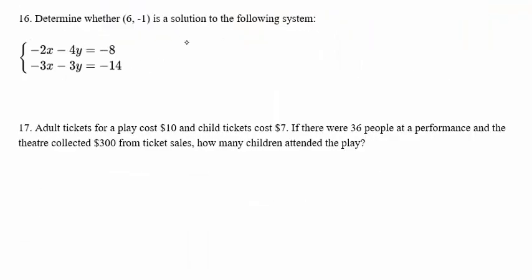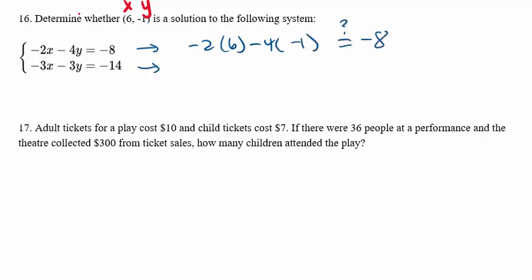Okay, we'll skip ahead a little bit to number 16. Determine whether 6, -1 is a solution to the system. Okay, so 6 is an x and -1 is a y. And so we're just going to substitute those values into each of these given equations, and they're each equations of lines. Okay, so -2 times 6 minus 4 times -1. And we want to see if this is equal to -8. Okay, so we're going to do the calculation. -2 times 6 is -12, and that becomes a plus 4. So that is equal to -8.